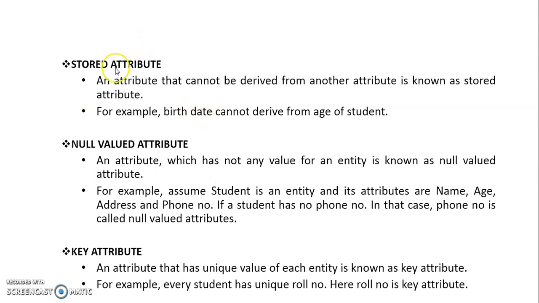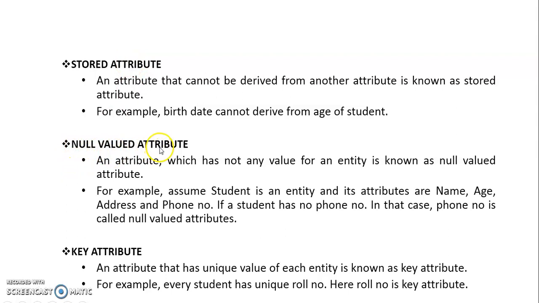Next comes a stored attribute, an attribute that cannot be derived from another attribute. Like age can be derived from birth date, but we cannot derive the birth date from age. Yes, the age of the student is 20, but the birth date can be anything. His birth year is, suppose, 2000, but from that you cannot derive the exact birth date of the student from his age. So those attributes are stored attributes.